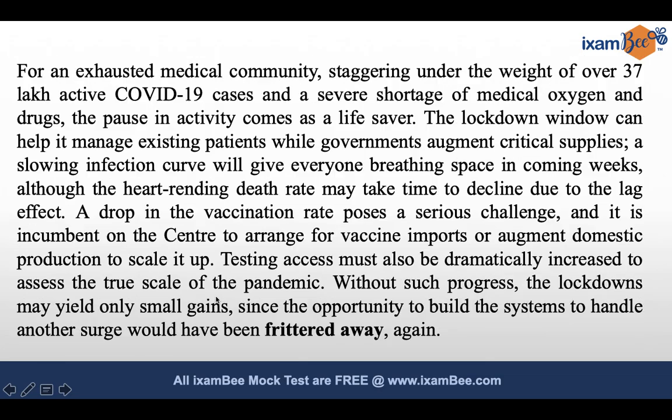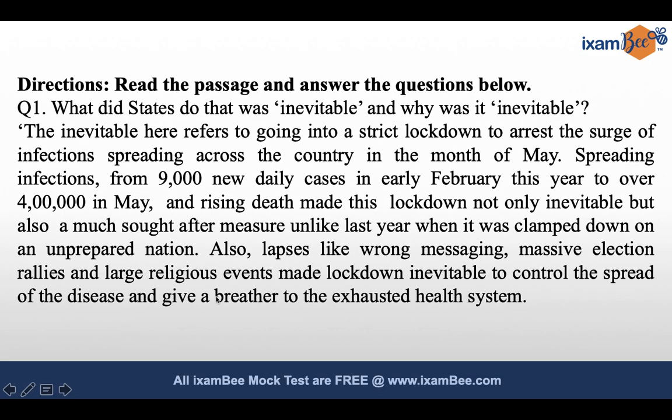Yes, now just take a look at my answer. What did I write? The inevitable here refers to going into strict lockdown to arrest the surge of infections spreading across the country in the month of May. Spreading infections from 9,000 new daily cases in early Feb to over 44 lakhs in May. And rising deaths, so the surge of infections and deaths made this not only inevitable, but people wanted this to happen. Unlike last time when it was forced down on us, this time people wanted the lockdown, okay?